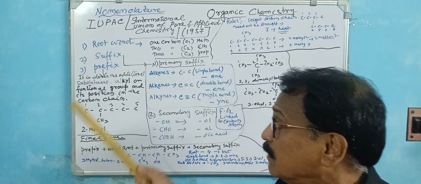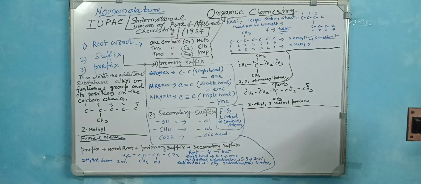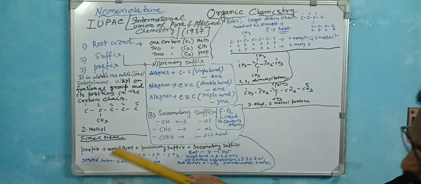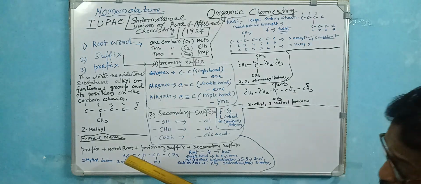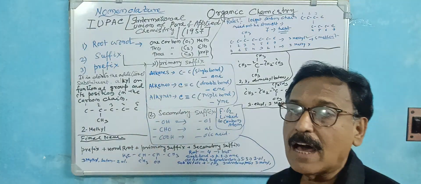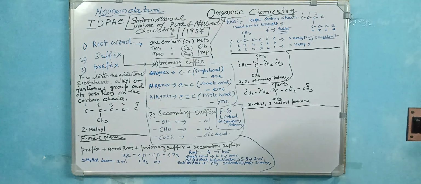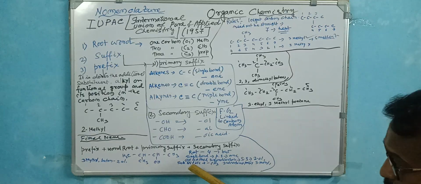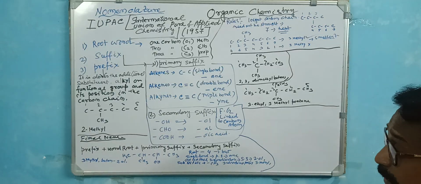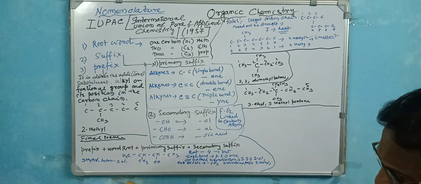That is the very important thing in case of prefix. Okay, clear? Now what is actually the final name? First you write the prefix. Second, you write the word root, in which the third carbon, fourth carbon, fifth carbon. Then the primary suffix, you know, this is the double bond, single bond, and the last one, the primary suffix, and this is the secondary suffix. Okay, here suppose an example.